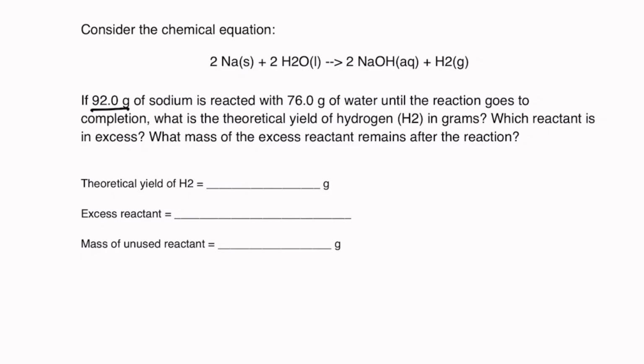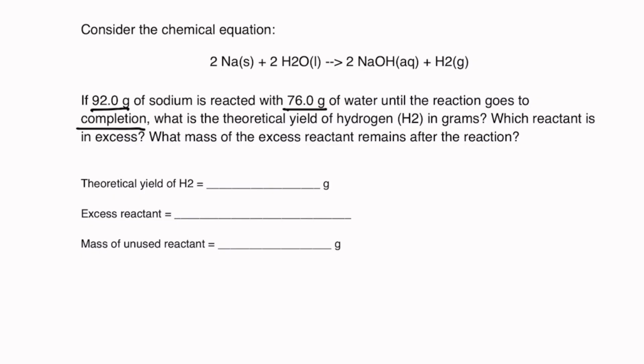If this much sodium and this much water is reacted to completion, what is the theoretical yield of it? Blah, blah, blah, all this other stuff. I know that I already need to do two sets of stoichiometry because it gives me this weird number right here, 92 grams of sodium, and this other weird number, 76 grams of water. So we need to find out how much is too much sodium or how much is too much water.